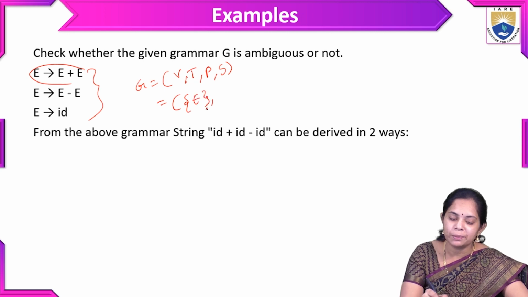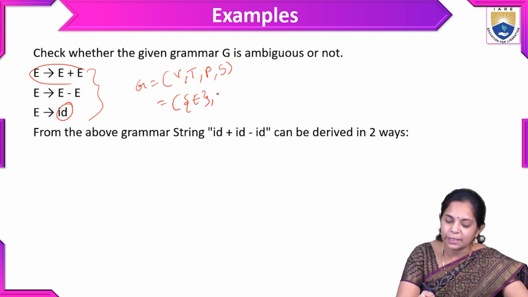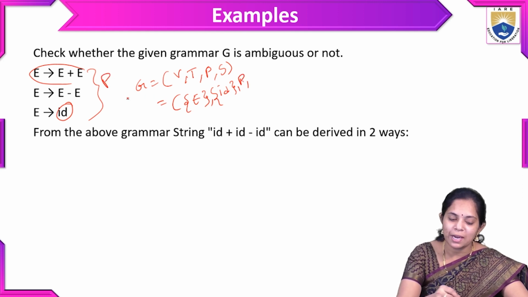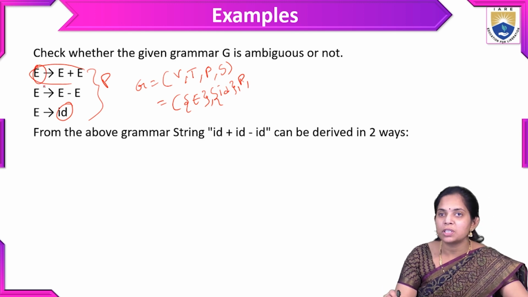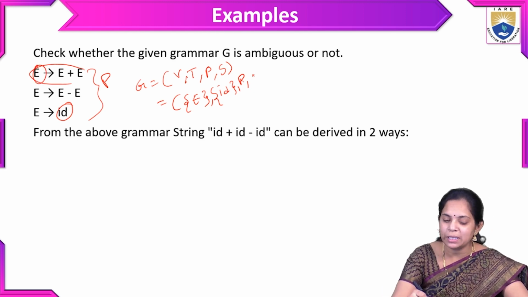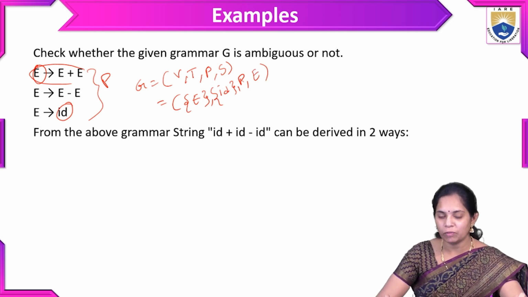And what are the terminals? Here only one single terminal is there, that is ID. And what are the production rules? These are all the production rules. Next, the start symbol. The start symbol is E, since the first production has E, and from E it starts. So this is how we define a four-tuple for the given grammar.